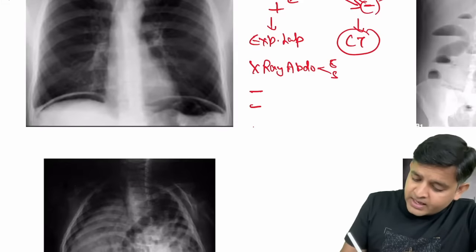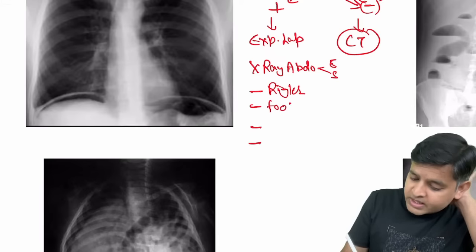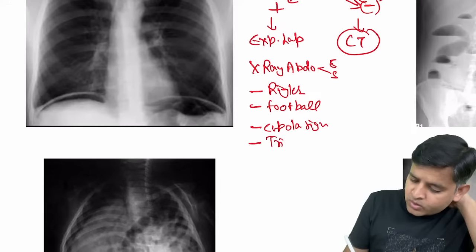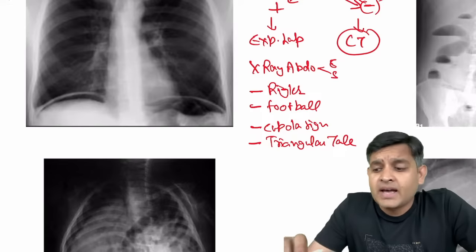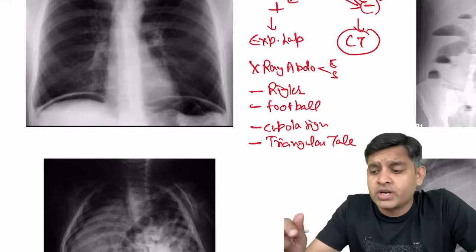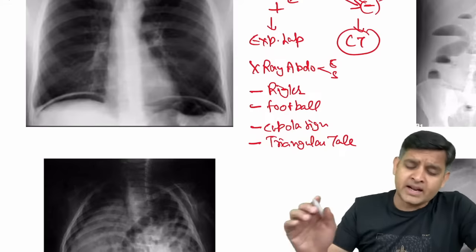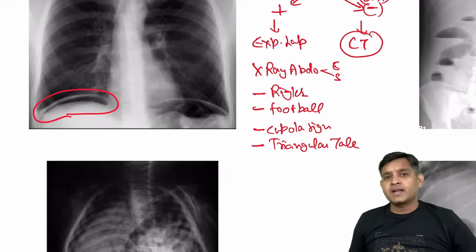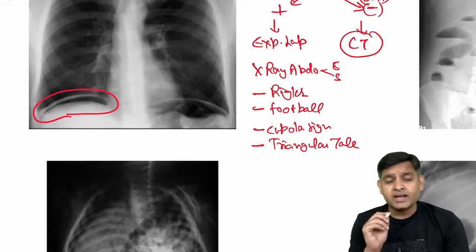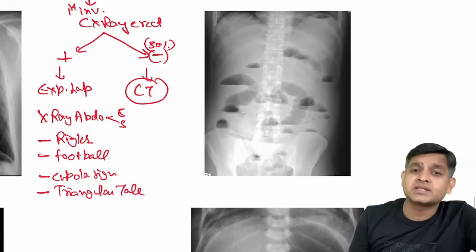But you have to remember certain named signs that examiners have asked in the past: Rigler sign, football sign, cupola sign, and triangular tail sign. You need not remember their images, but you have to remember these names. These are the X-ray abdominal signs of perforation: Rigler sign, football sign, cupola sign, and triangular tail sign. Okay, what do we see? Air under the right dome of diaphragm over here. Air under the left dome of diaphragm can be because of the stomach, but air under the right dome of diaphragm is perforation peritonitis.